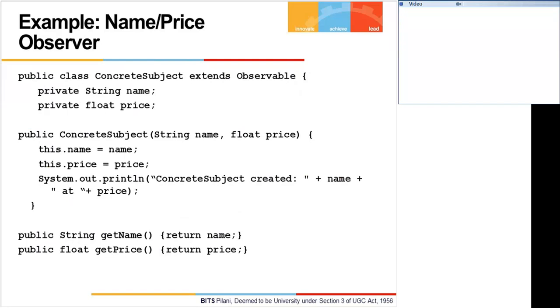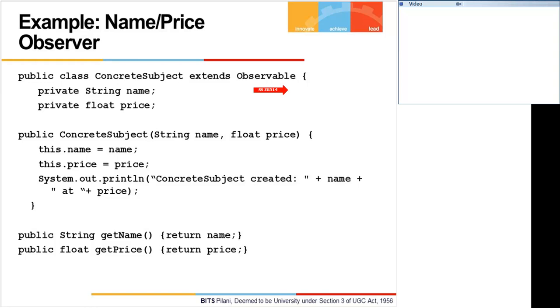So there is a concrete subject, which extends the observable. In this case, in Java they have made it a class, not an interface, but ideally it should be an interface, otherwise you will not be able to extend more classes, right? But it is the way that they have done it, so it extends the observable class, which is in parallel to the subject interface.